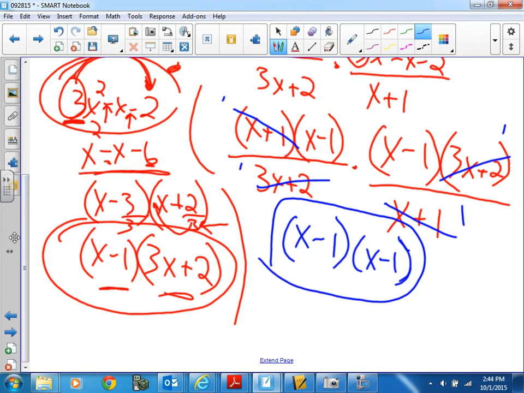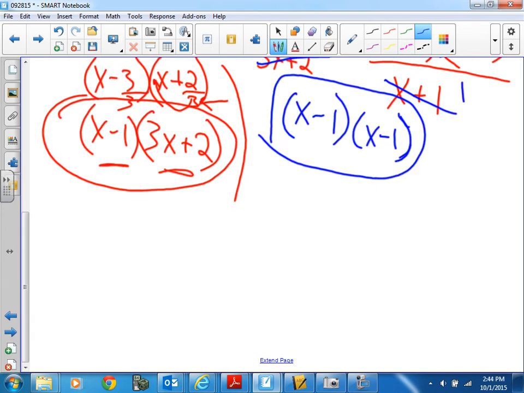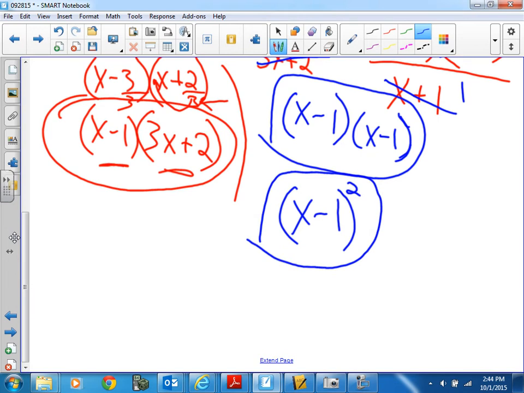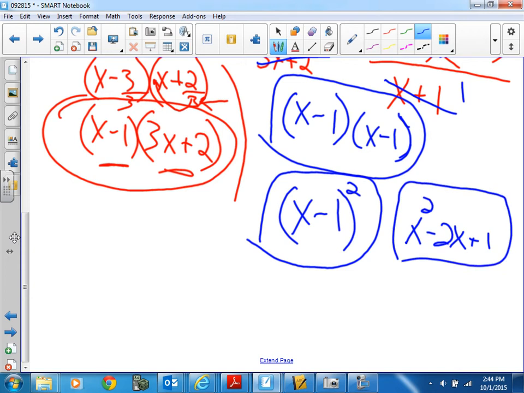Or you could write it like this, x minus 1 squared. If you really felt like multiplying it out, that would give you x squared minus 1x minus another 1x, so minus 2x plus 1, right? Because negative 1 times negative 1. So I wouldn't do that. That's a little more work than you need to do, but they are all equivalent, and any one of them would be acceptable. So that's your first one.